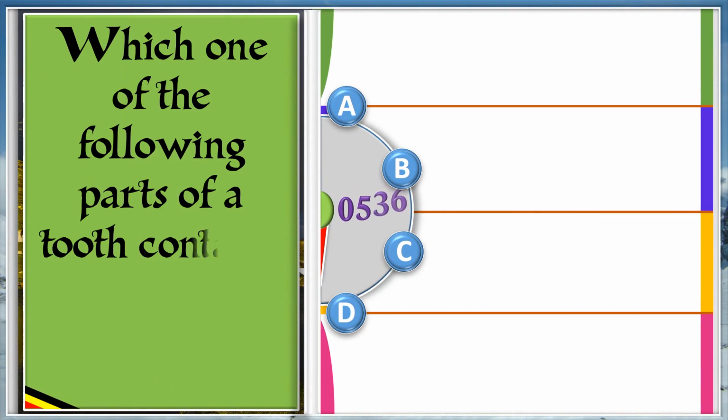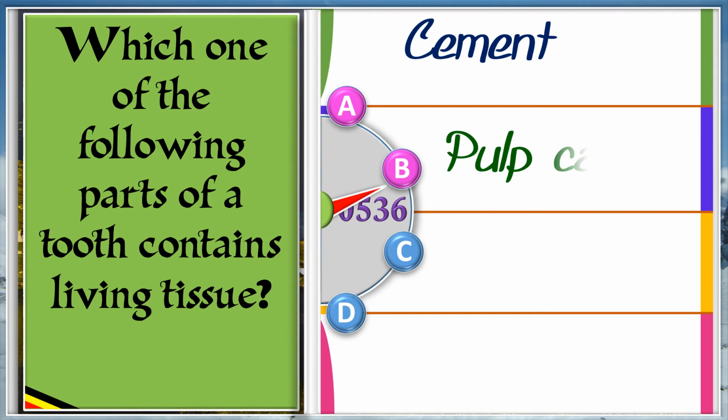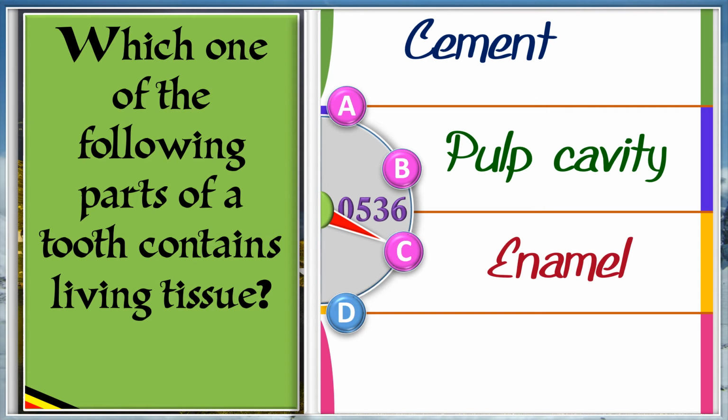Which one of the following parts of a tooth contains living tissue? A. Cement. B. Pulp cavity. C. Enamel. D. Dentine. And the answer is B. Pulp cavity.